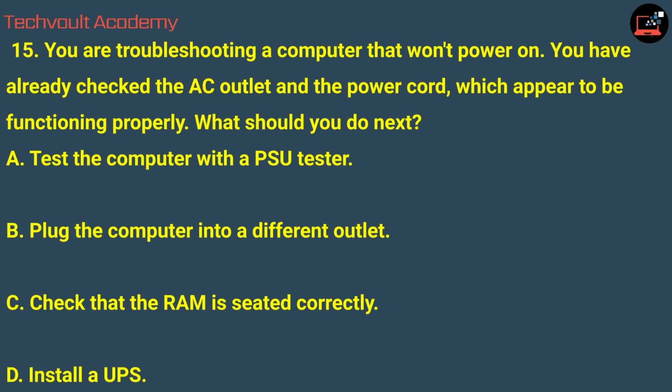15. You are troubleshooting a computer that won't power on. You have already checked the AC outlet and the power cord, which appear to be functioning properly. What should you do next? A. Test the computer with a PSU tester. B. Plug the computer into a different outlet. C. Check that the RAM is seated correctly. D. Install a UPS.